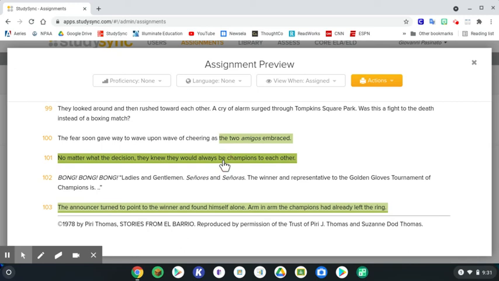Bong, bong, bong. Ladies and gentlemen, senores and senoras, the winner and representative to the Golden Gloves Tournament of Champions is dun dun dun. The announcer turned to point to the winner and found himself alone. Arm in arm, the champions had already left the ring.